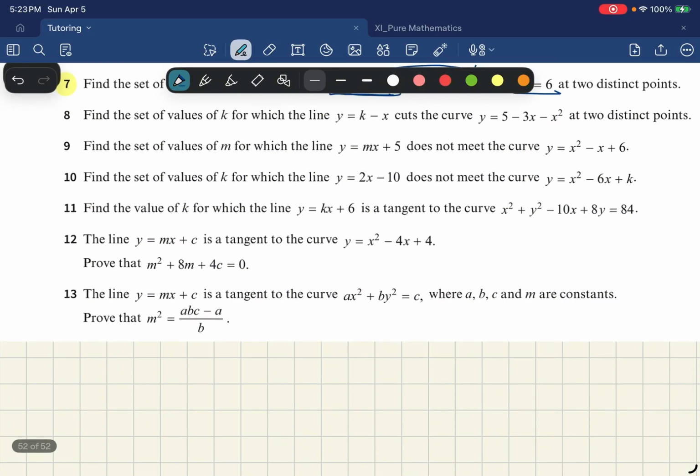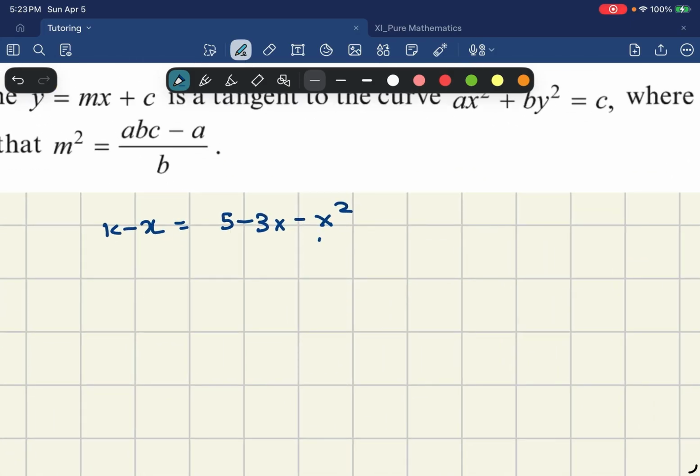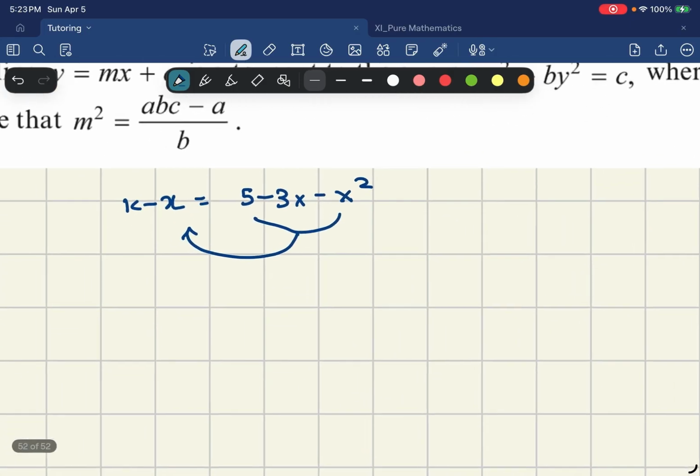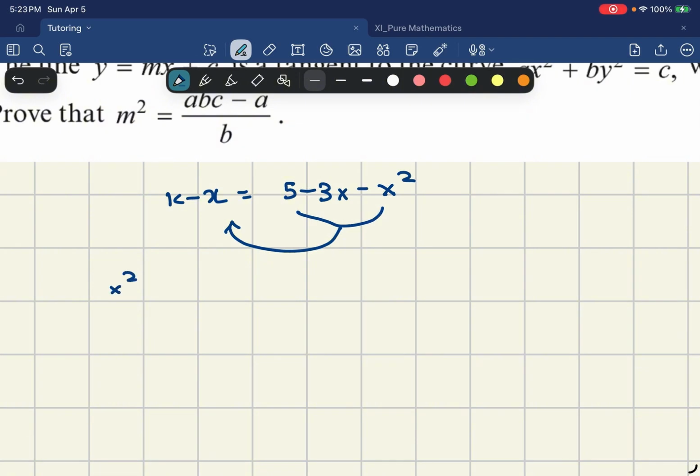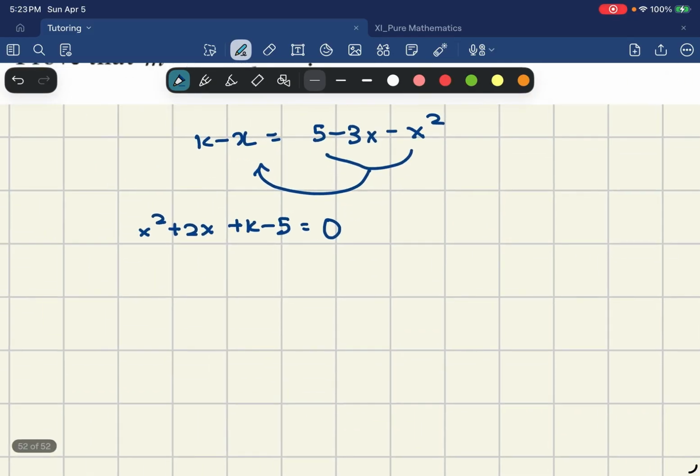Find the set of values of k for which this line cuts the curve at two distinct points. You can just substitute it here. So k minus x is equal to 5 minus 3x minus x squared. And we can simplify. So if I bring all the terms here to my left-hand side, I get x squared minus x plus 3x, right? So I'll get plus 2x, and then I have plus k minus 5. So if you bring all the terms to your left-hand side, you get this equation.